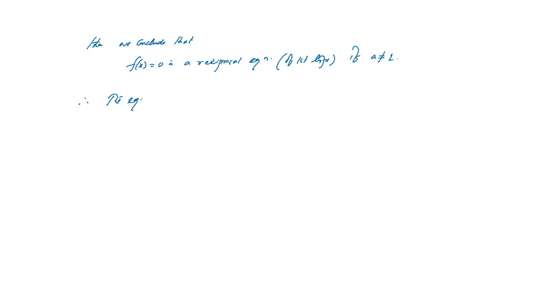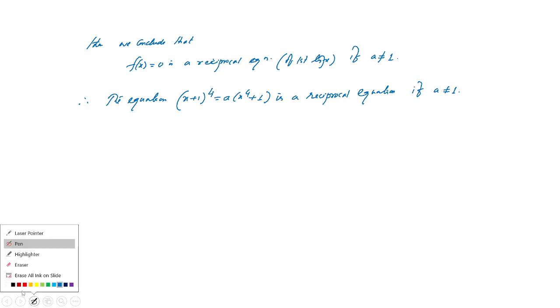The equation (x + 1)^4 = a(x^4 + 1) is a reciprocal equation if a is not equal to 1. The first part is done. Now we'll move to the second part.